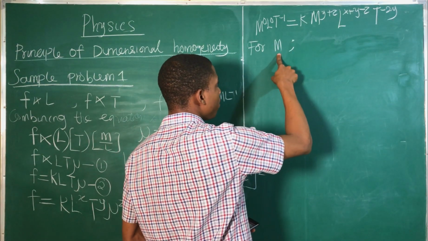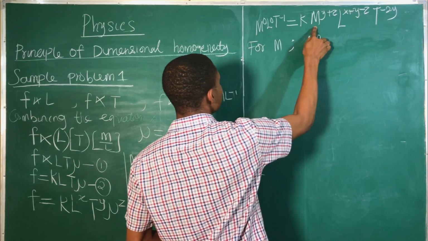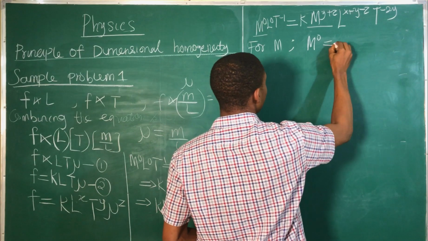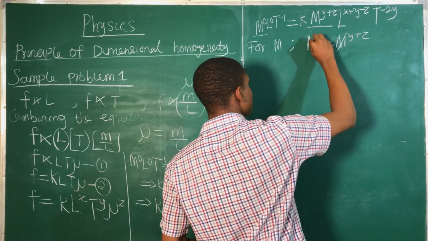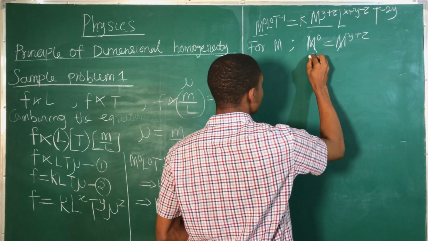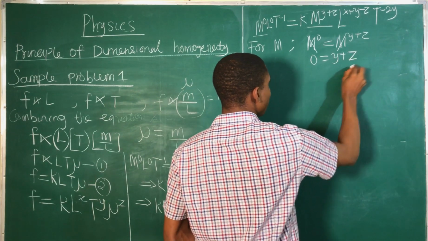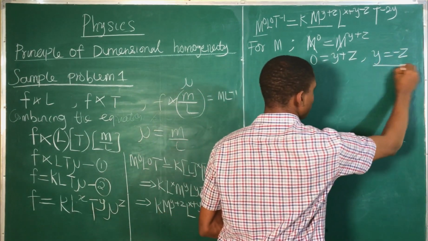So considering M, we have M raised to the power 0. We are considering M now. So we're taking this, and everything we have here is equal to M raised to the power Y plus Z. Of course, this will cancel this, and we have 0 equals Y plus Z. So therefore we can see that Y is equal to negative Z. So take note of this concept.